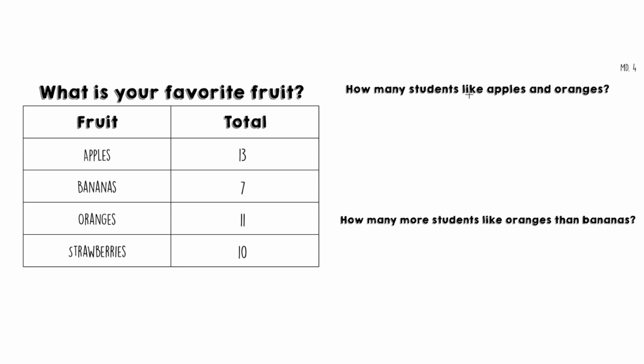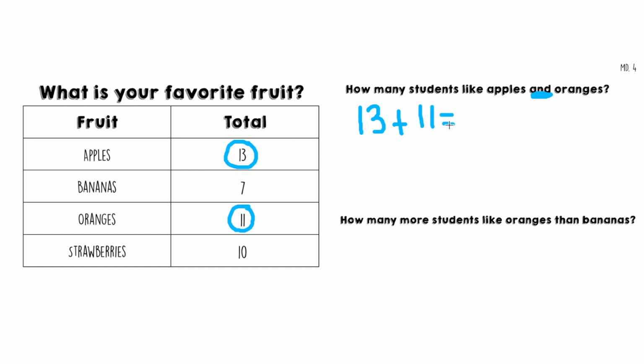Okay, so when I'm thinking about this question, I see that it says how many students like apples and oranges. And is a keyword that's letting me know that I am going to combine the amount of students who like apples and the amount of students who like oranges. So if I do that, I need to set up an equation. And since I'm asking how many students like apples and oranges, and I'm combining the two, I'm going to add. So I have 13 plus 11.